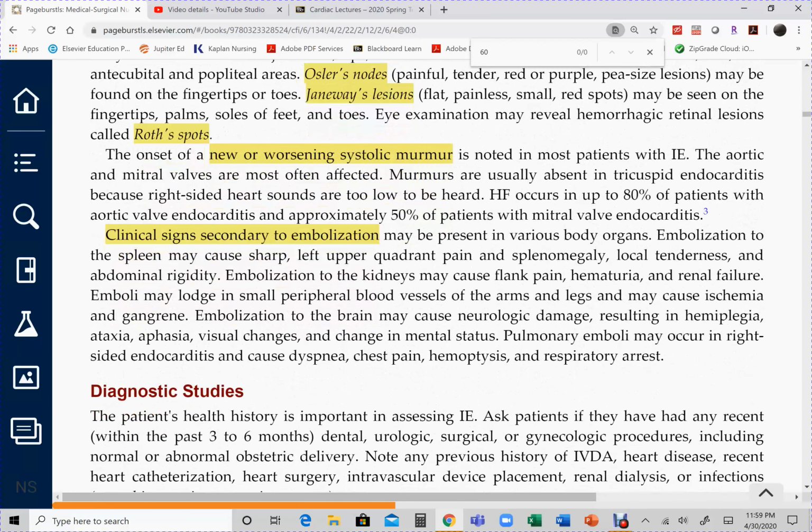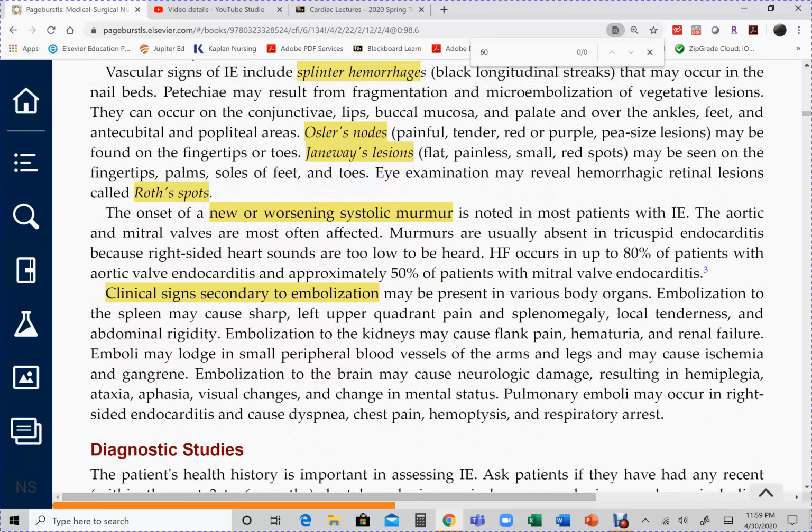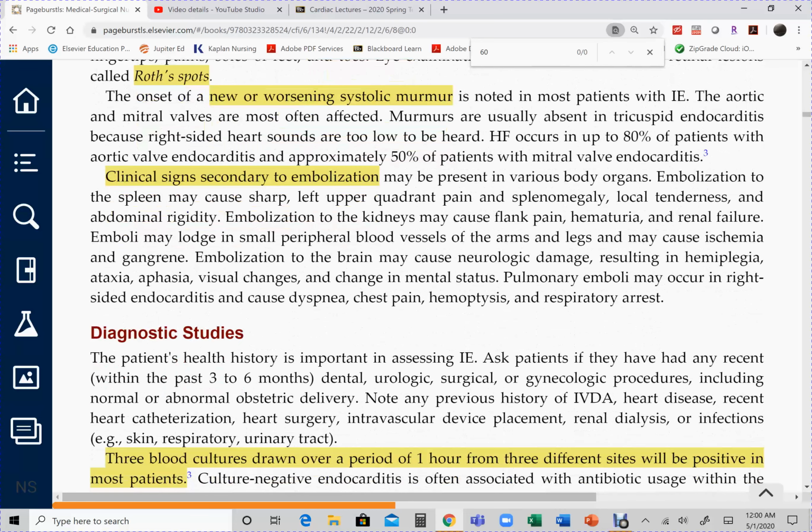And as already mentioned, there will be signs of embolization. On top of these tiny ones, which are harmless by the way because they're in non-vital organs, embolization can also occur in other major organs. It could go to the brain, the heart, the GI organs, your kidneys.